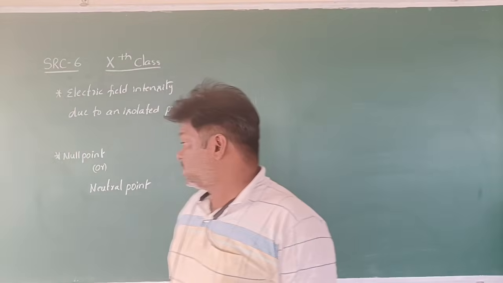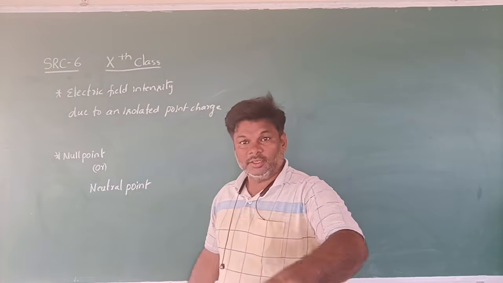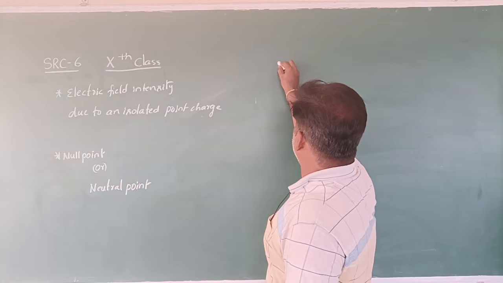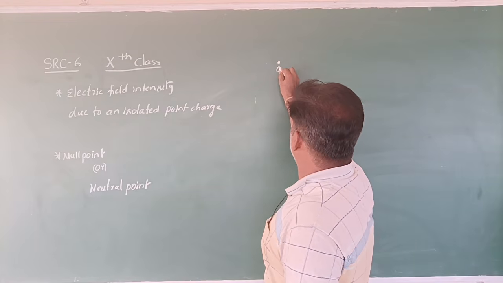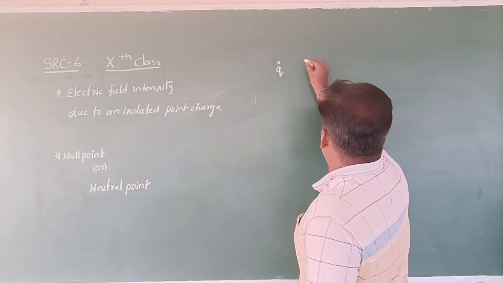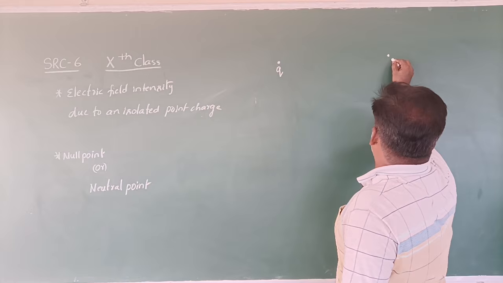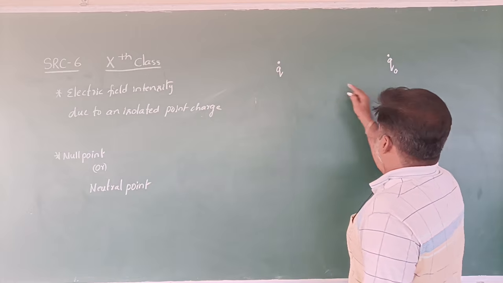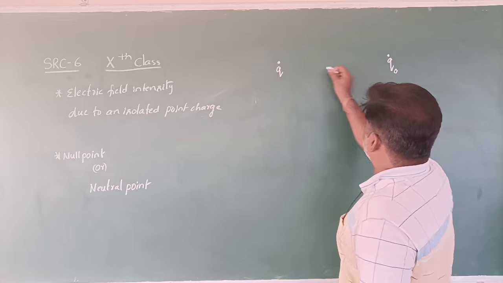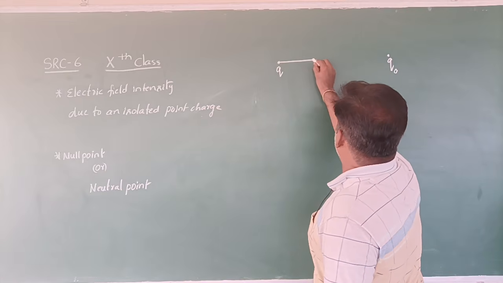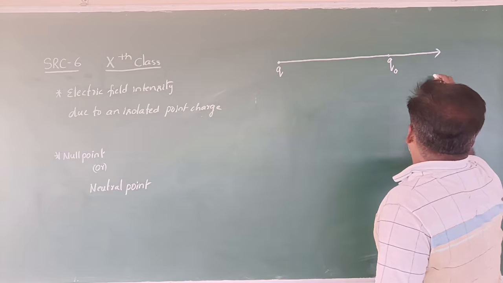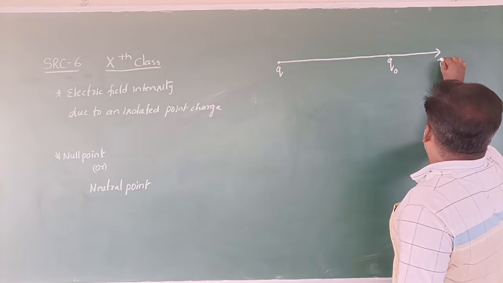Our next topic is null point, or neutral point. Consider a positive charge Q whose field is spread over here, and at some distance you consider your positive test charge. Both are positive, so there is a force of repulsion acting in this direction.